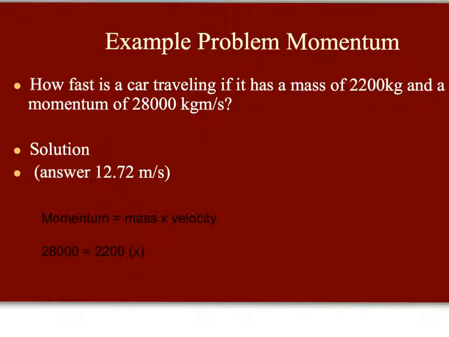Now here we have a momentum problem that states: how fast is a car traveling if it has a mass of 2,200 kilograms and a momentum of 28,000 kilogram meters per second? Remember that momentum equals mass times velocity. Our momentum is 28,000. Our velocity is our unknown, that is x, and our mass is 2,200. So we have plugged these numbers into our equation. We solve for x, and so we would see that our car is traveling at 12.72 meters per second.